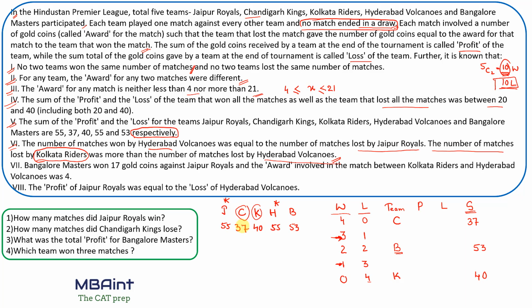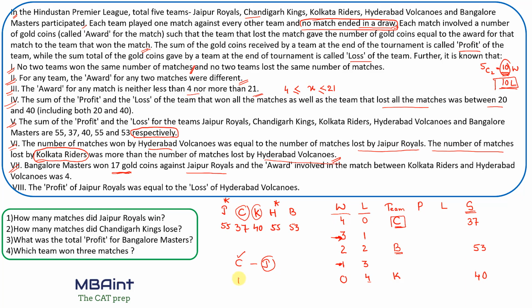Now let's see further if we can find something more. The 7th point says that Bangalore Masters won 17 goals against Jaipur Royals. Okay. Now if you look at this point, Bangalore Masters won 17 gold coins against Jaipur Royals. Now we know that this team Chennai wins all the matches, so Chennai will win the match against Jaipur, right? If the match is played between Chennai and Jaipur, who will win? Chennai will win, because this team wins all the matches. So Jaipur is losing.